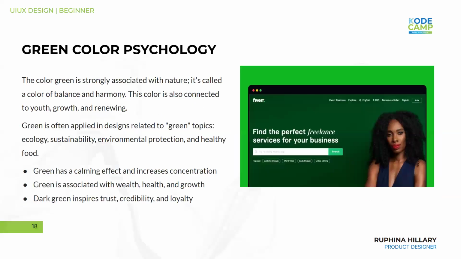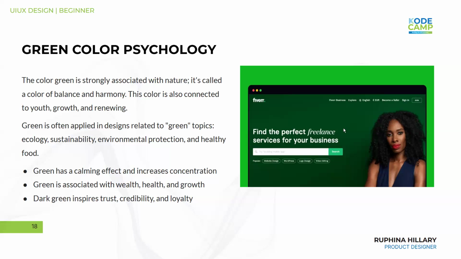Right? So another color is green. The color green is associated with nature. It's called the color of balance and harmony, connected to youth, growth, and renewing. It's often applied to green topics such as ecology, sustainability, environmental protection, and healthy foods. Green has a calming effect and increases concentration, associated with wealth, health, and growth, inspires trust, credibility, and loyalty.